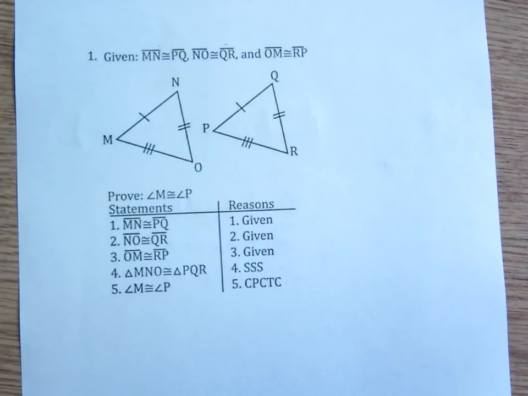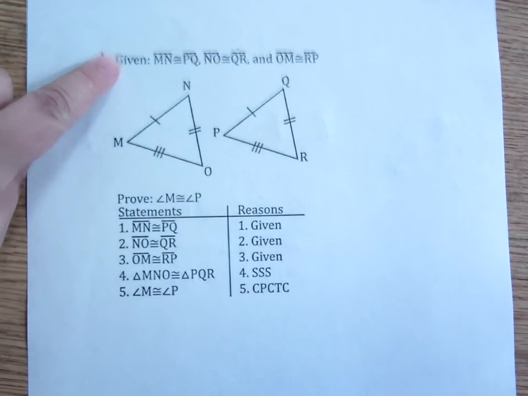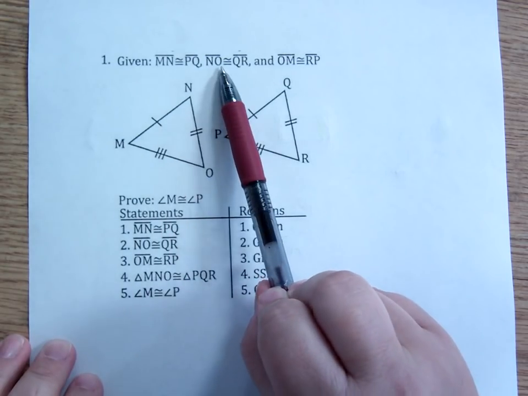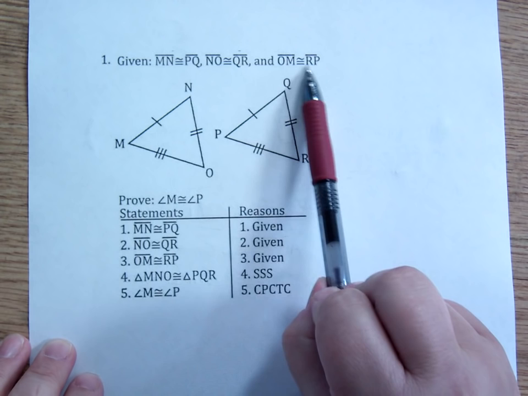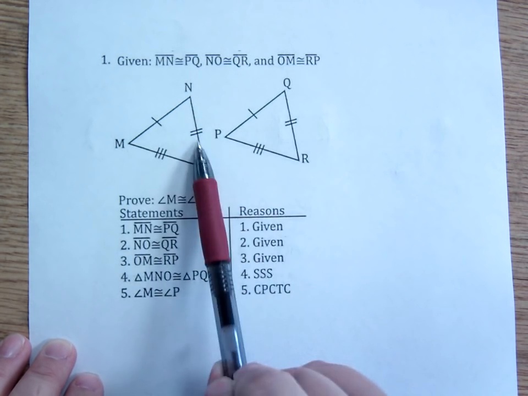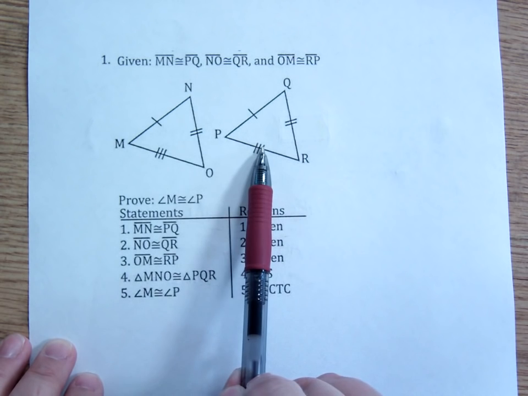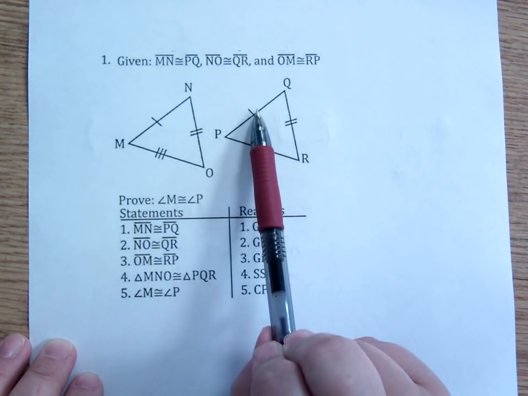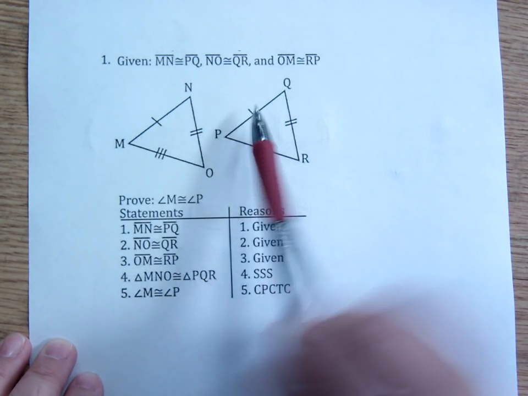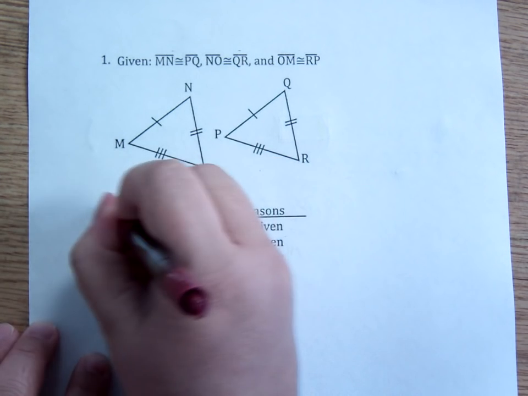So for instance, let's look at this proof. I think it's on the back of the sheet. There we go. Here's a proof. We are given that segment MN is congruent to segment PQ, segment NO is congruent to segment QR, and segment OM is congruent to segment RP, and these are all marked. The corresponding parts are marked. So MN corresponds to PQ. That's what we mean by corresponding, the ones that would go together. Here's what we're being asked to prove.